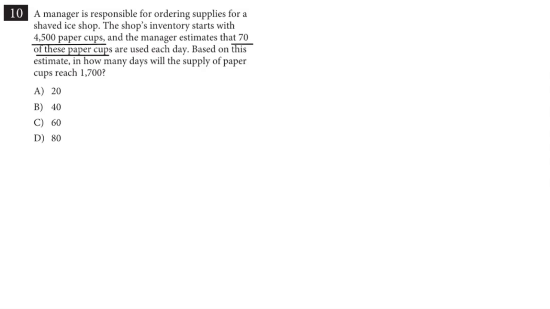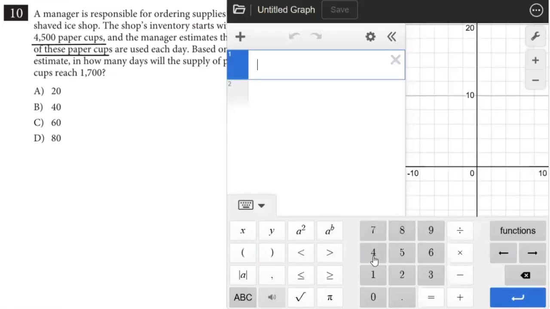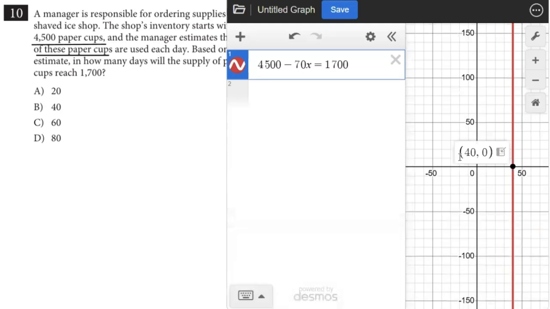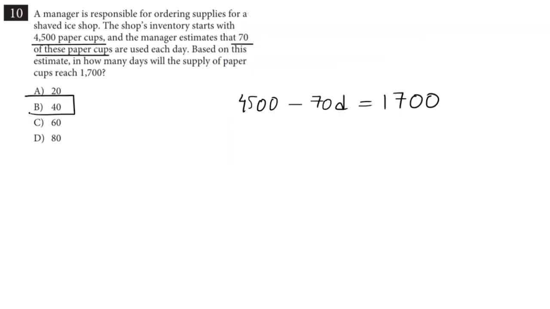So understanding these linear models is very important. It starts at 4,500 and then reduces by 70 each day. So this is how the model looks. And they are asking in how many days will it reach 1,700? So let's take out the graphing calculator and put 4,500 minus 70x equal to 1,700. Let's see what we get. This line shows me a solution of 40. So B is the correct answer.